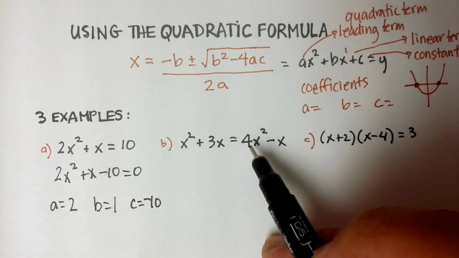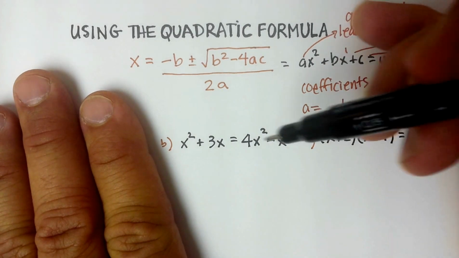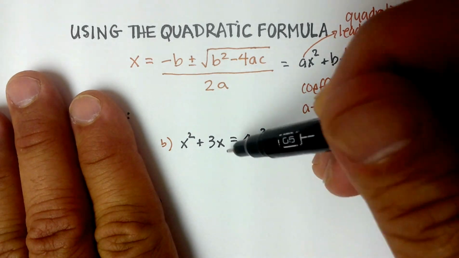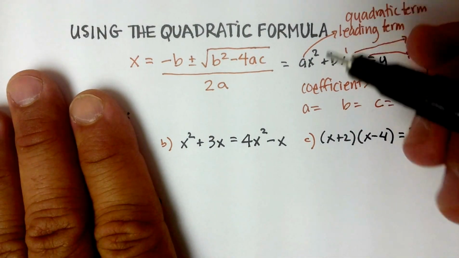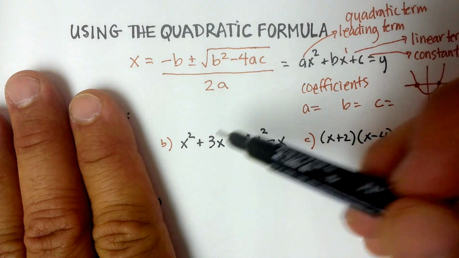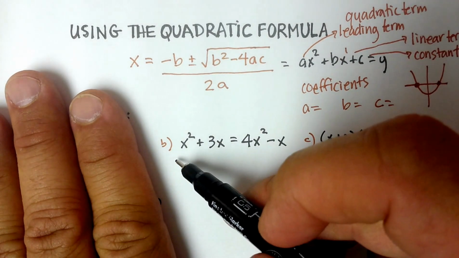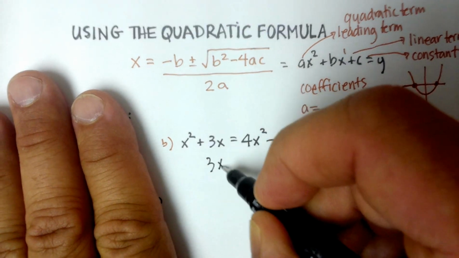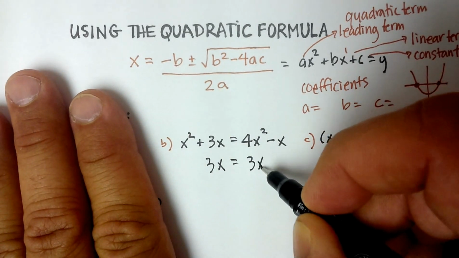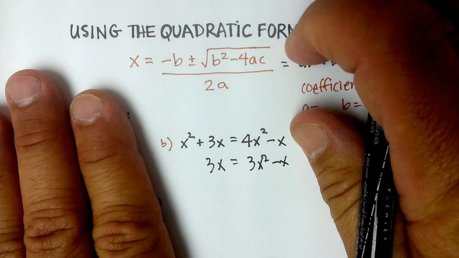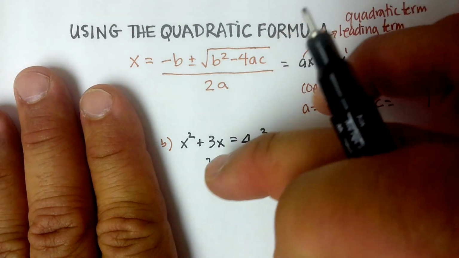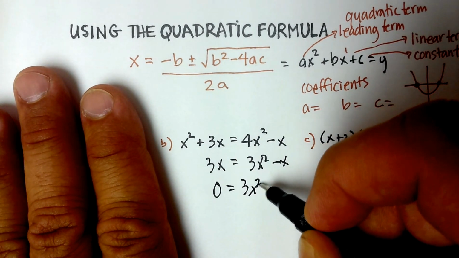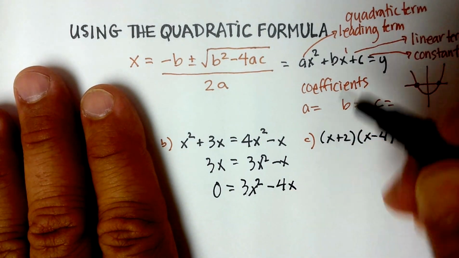Now, in this second one, it's a little bit more complicated looking. Notice I have x squareds on both sides. I have linear terms on both sides and no constants. So let's go ahead and see how this one would work. As long as I set it equal to 0, I should be okay. So I'm going to subtract x squared from both sides. So I'm going to get 3x is equal to 3x squared minus x. Now again, I want to make it equal to 0, so I'm going to subtract 3x from both sides. So I get 0 is equal to 3x squared minus 4x.